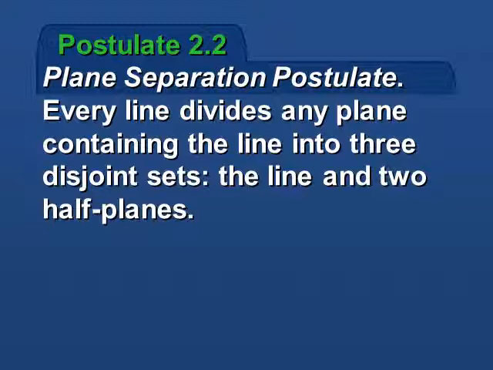So our first postulate is called the Plane Separation Postulate, and just like the Line Separation Postulate, where we have a point dividing a line into two rays, we have a line dividing a plane into three disjointed sets, the line and the two half planes.